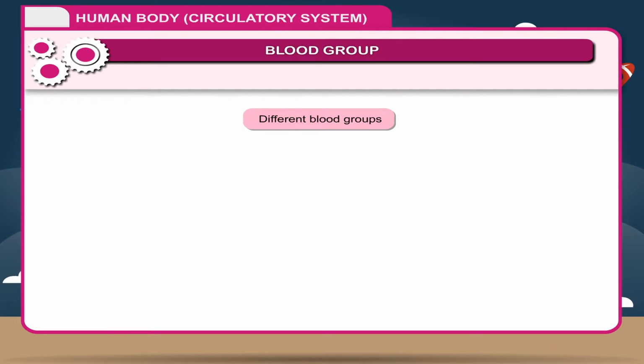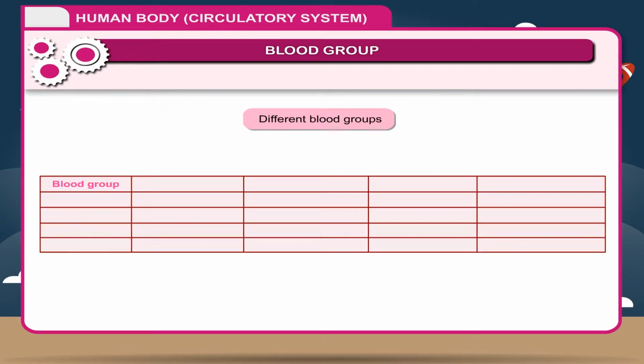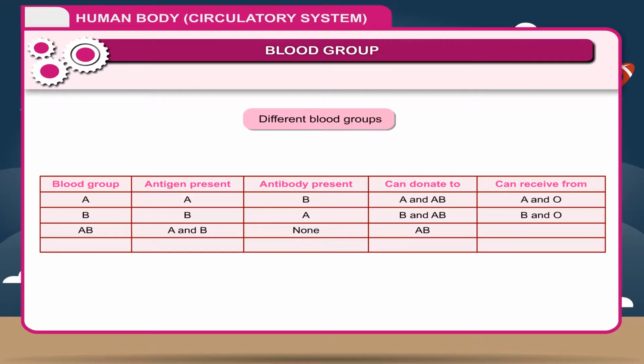Different blood groups. Blood group, antigen present, antibody present, can donate to, can receive from. A, A, B, A and AB, A and O. B, B, A, B and AB, B and O. AB, A and B, none, AB, all groups. O, none, A and B, all groups, O.